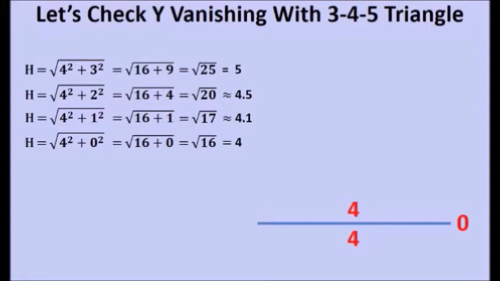We can now see that when x equals 4, h gets closer and closer to 4 as y shrinks. When y has completely collapsed, h exactly equals 4. So, the Pythagorean theorem seems to pass this test quite nicely. Now, let's think for a minute about why this degenerate case works.